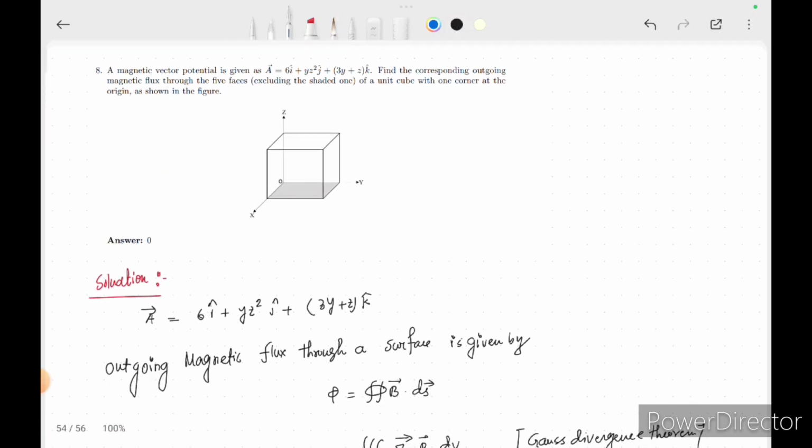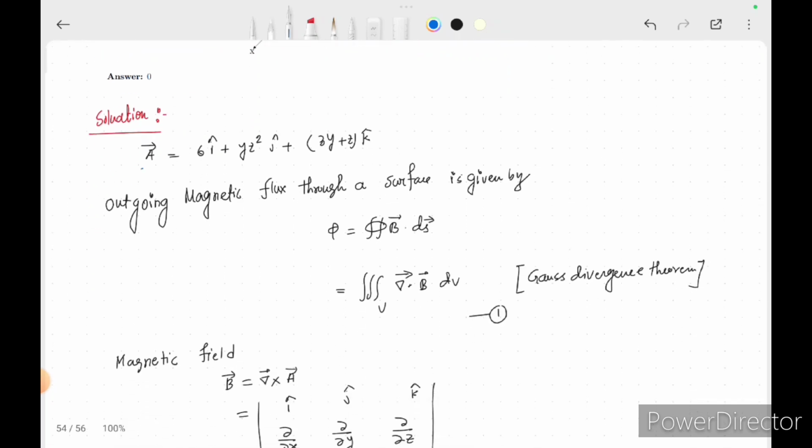Next question is question number 8. A magnetic vector potential A is given. Find the corresponding outgoing magnetic flux through the 5 faces, excluding the shaded one, of a unit cube with one corner at the origin as shown in the figure. So this is the given magnetic vector potential.